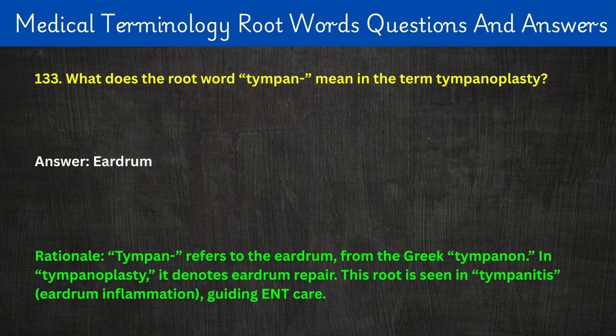133. What does the root word tympan- mean in the term tympanoplasty? Answer: eardrum. Rationale: Tympan- refers to the eardrum, from the Greek tympanon. In tympanoplasty, it denotes eardrum repair. This root is seen in tympanitis, eardrum inflammation, guiding ENT care.